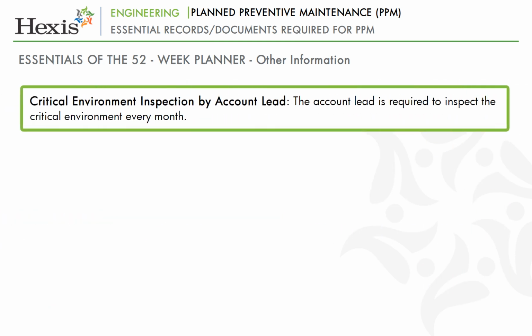Critical environment inspection by account lead. The account lead is required to inspect the critical environment every month. The schedule is to be indicated in the planner and it is to be ensured that the inspections are undertaken. It is expected that the FM will be undertaking the inspections of critical environment more frequently, and hence the same is not being included in the schedule.